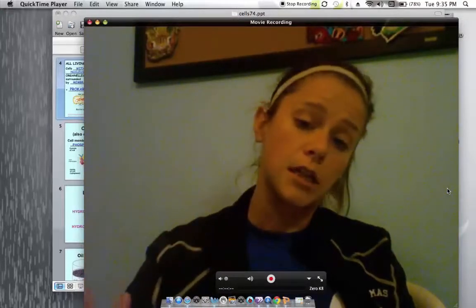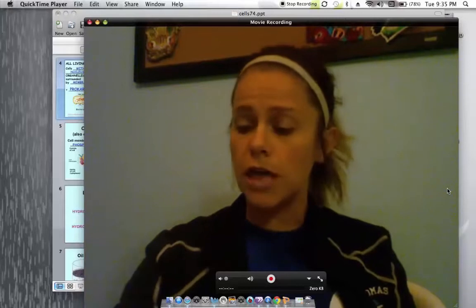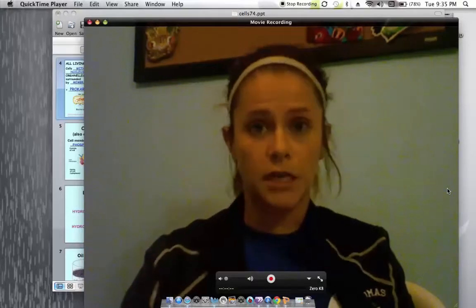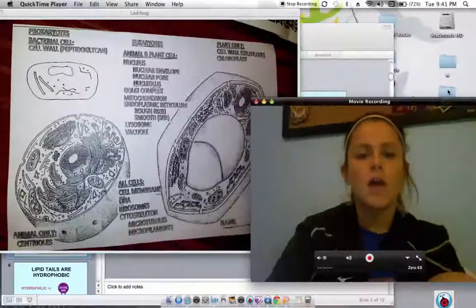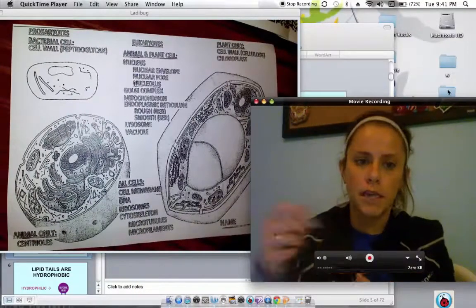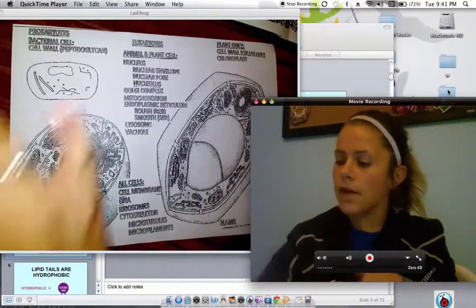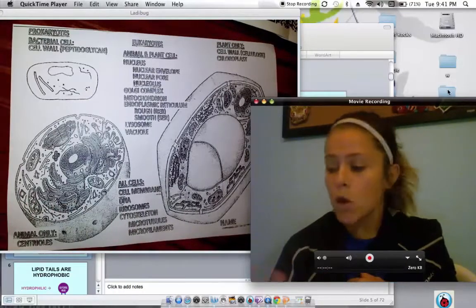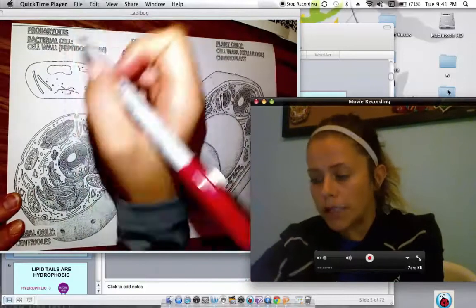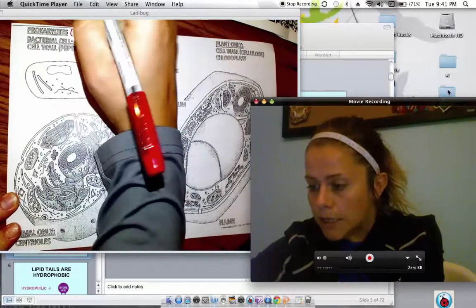As I talk through the functions, make sure that you have the correct things filled out within your organelle chart. Okay, you guys, now that we have this in front of us, we can see that we have the three different types of cells that you are responsible for knowing. We have our category, the prokaryotes. So let's go ahead and write our example here.